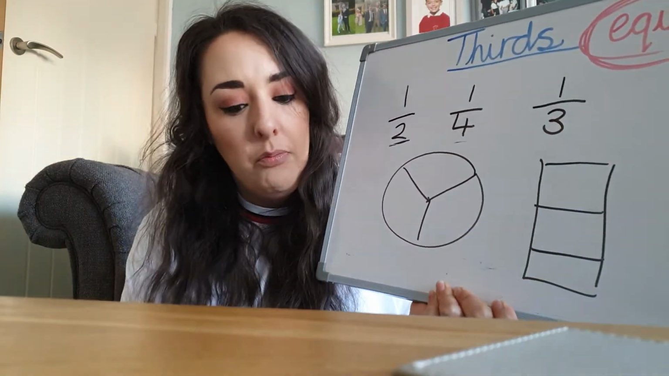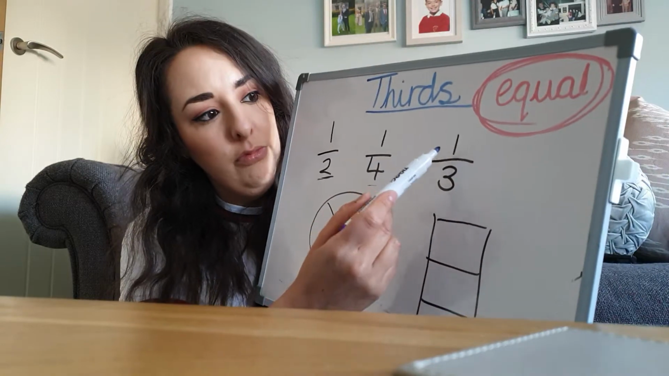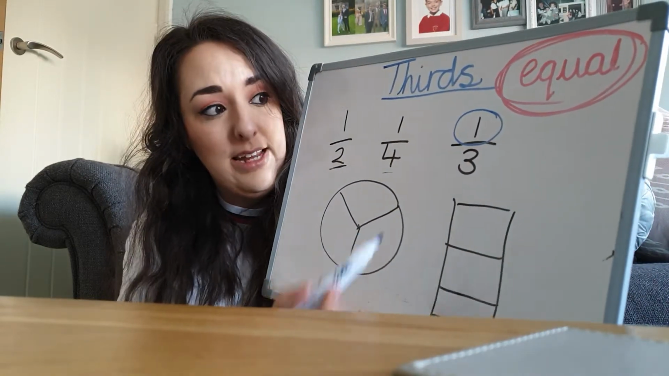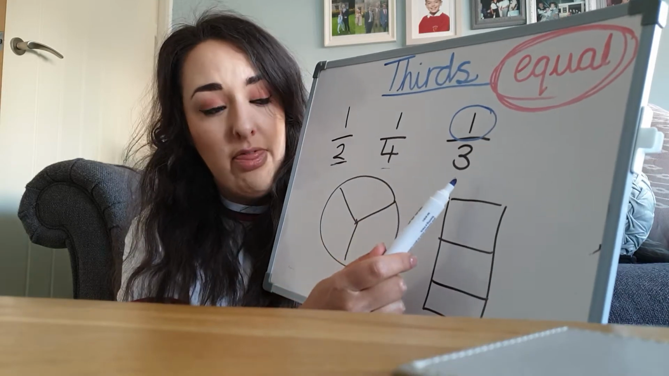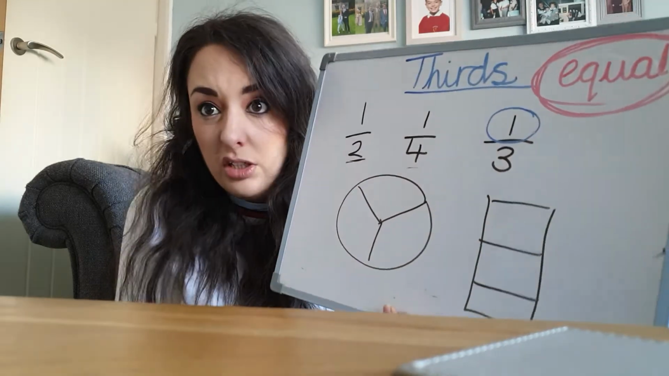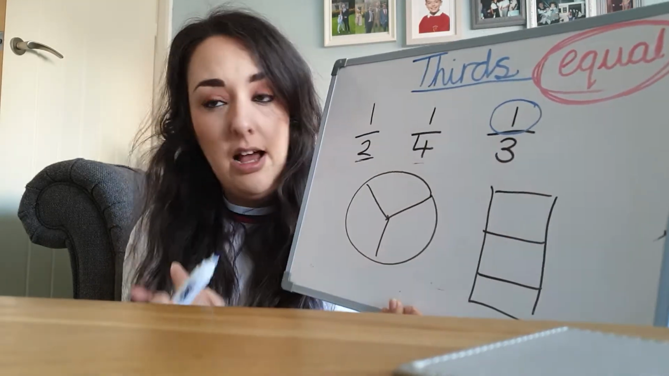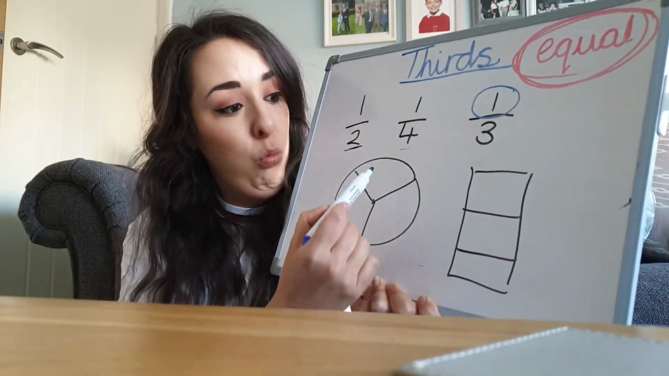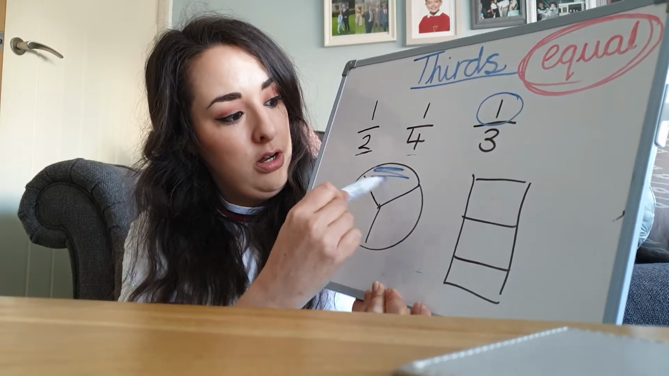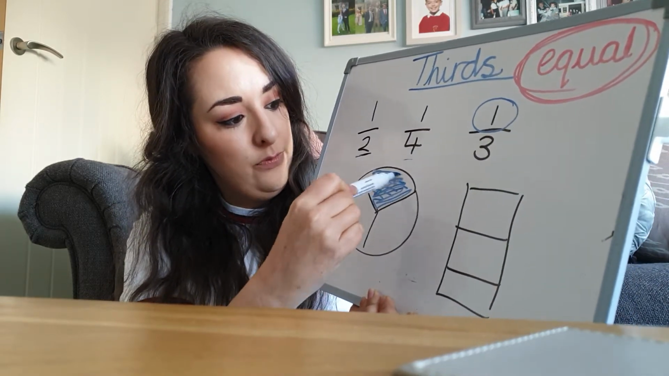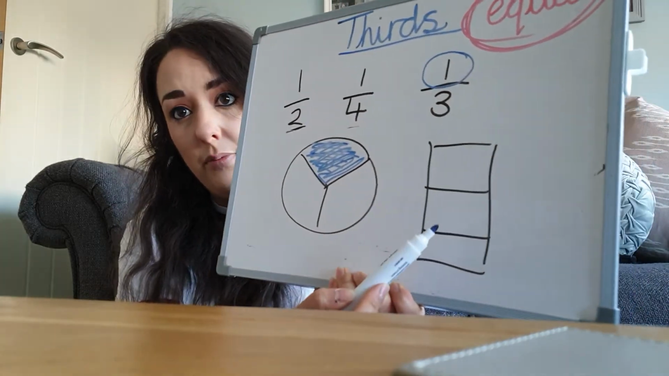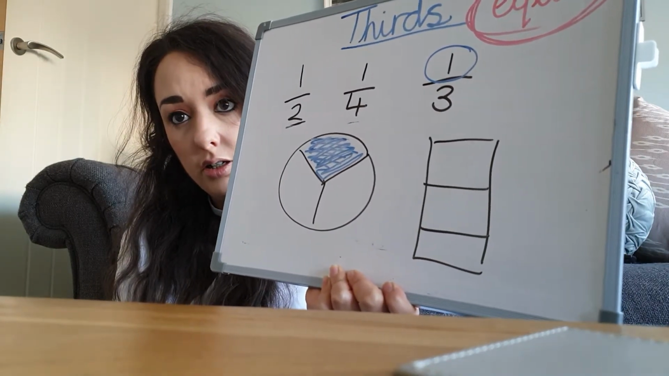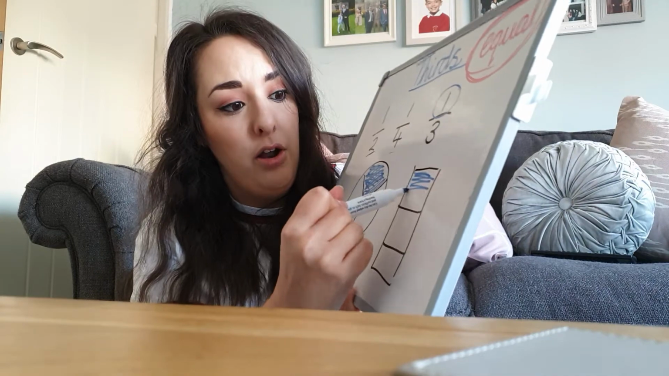Okay, and then the top number here, so the little 1, is called a numerator. So that tells me how many pieces I want to colour, or how many pieces I have. So if I have 1/3, I have 1 of the 3 pieces. How about in this shape? How many should I colour in this shape if I want to colour 1/3? That's right, I just need to colour 1.